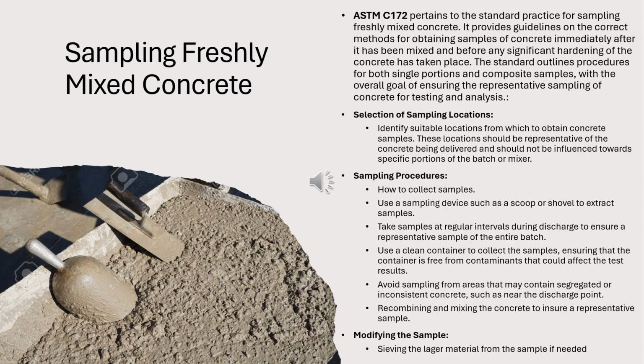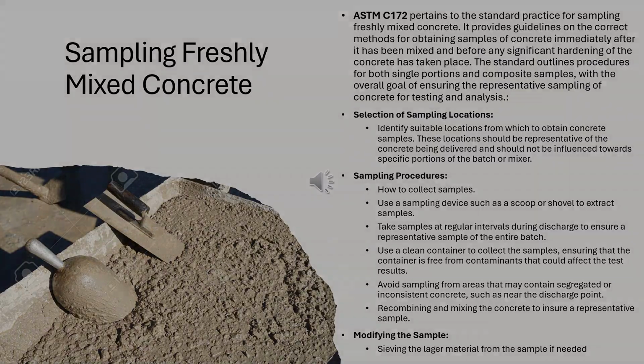Sampling procedures. How to collect samples. Use a sampling device such as a scoop or shovel to extract samples. Take samples at regular intervals during discharge to ensure representative samples of the entire batch. Use a clean container to collect the samples, ensuring that the container is free from contaminations that could affect the test results. Avoid sampling from areas that may contain segregation or inconsistent concrete, such as near a discharge point. Recombine and remix the concrete to ensure a representative sample. Modify the sample, sieving the larger material from the sample if needed.